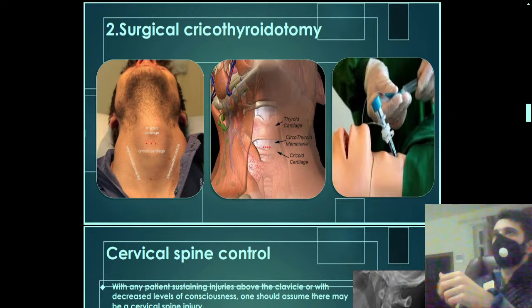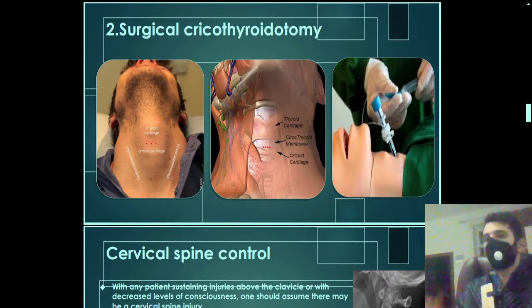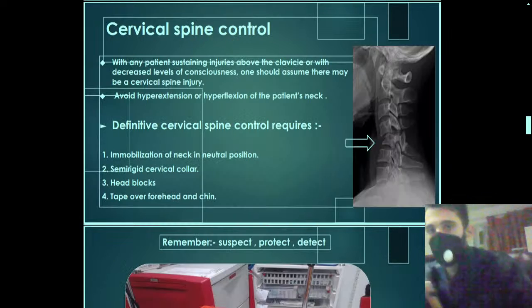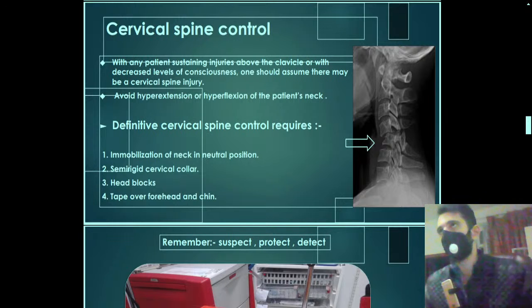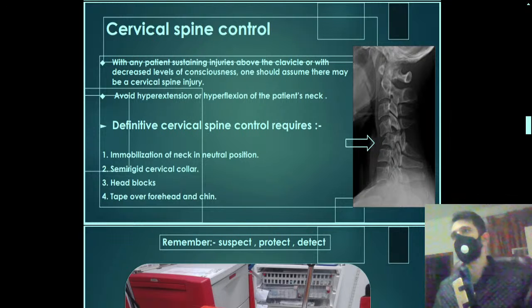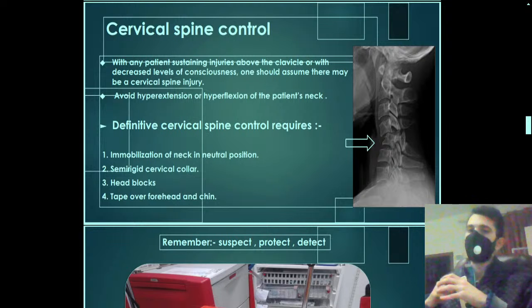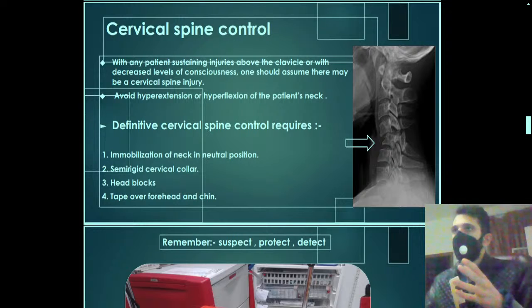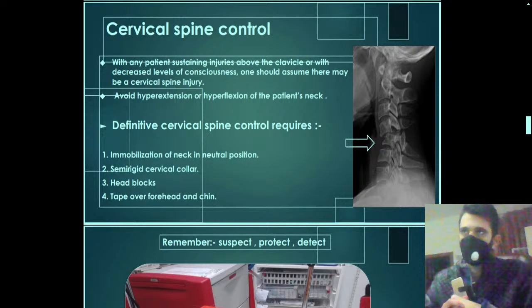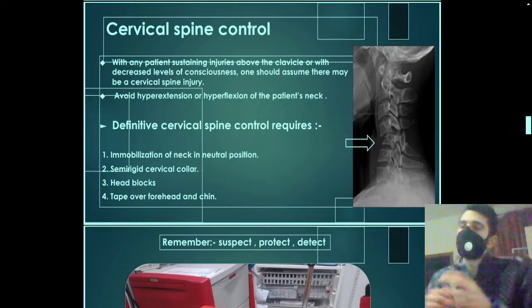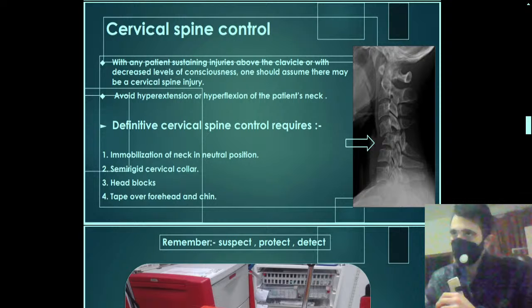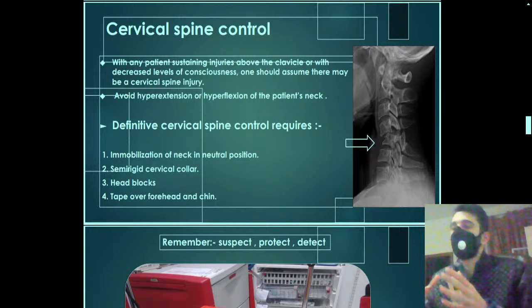Next, we have the surgical cricothyroidotomy. This is also important to maintain the patient's life and vitality. Cervical spine control: a patient sustaining injuries above the clavicle or with a decreased level of consciousness may have a cervical spine injury. Avoid hyperextension or hyperflexion of the patient's neck, and definitive cervical spine control is required.